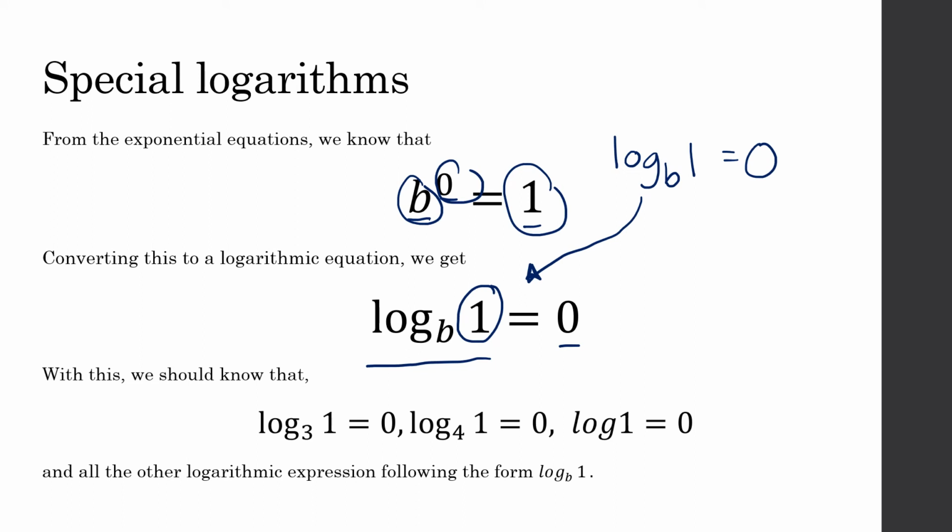For example, log base 3 of 1. You notice this is 1 and there's a base. The value is equal to 0. This is 1, no matter the base. As long as it is an acceptable base, then the value is 0. Log, this is base 10. We don't need to write the base 10. But this is 1, so the log is equal to 0. So again, all the other logarithmic expressions following the form of log base b of 1 will always be equal to 0. Let us apply this in an example.